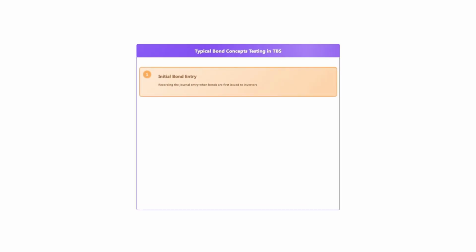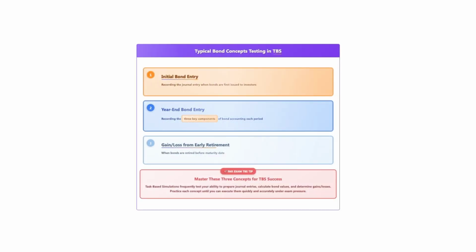This is very standard for the kind of bond simulation you would find on the exam. The only additional element they might ask is if they have an early retirement of the bond, and you calculate a gain or a loss by comparing the cash you pay to the carrying value of the bond. All right, let's jump in.